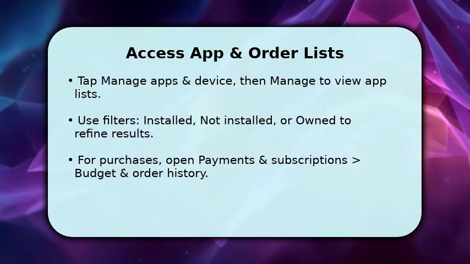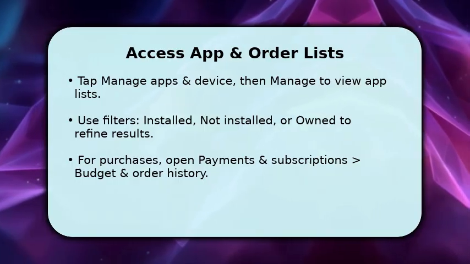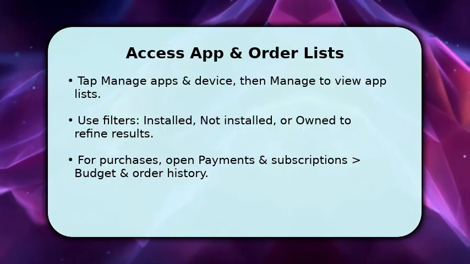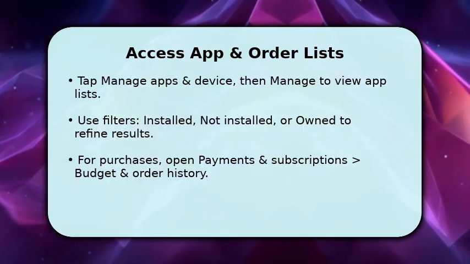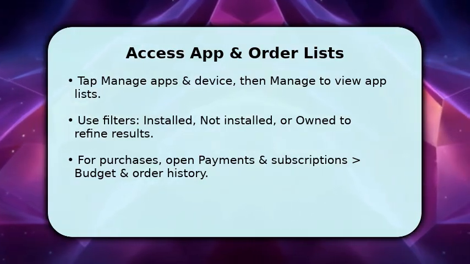For paid apps or subscriptions, go back to your profile, open Payments and Subscriptions, and select Budget and Order History to see purchases linked to that account. These two places together show app installs, removals, and purchase records for troubleshooting or restoration.